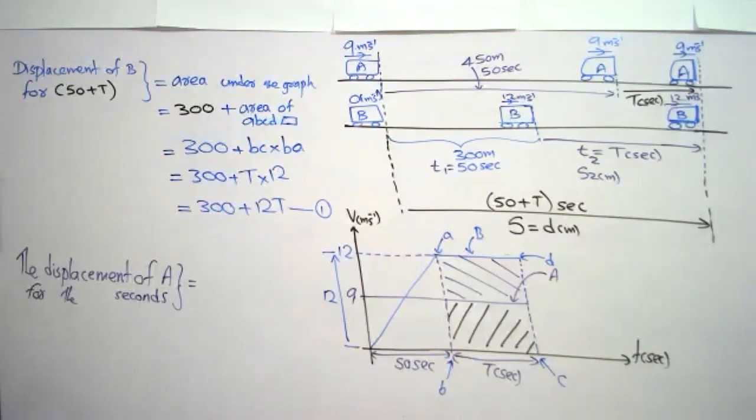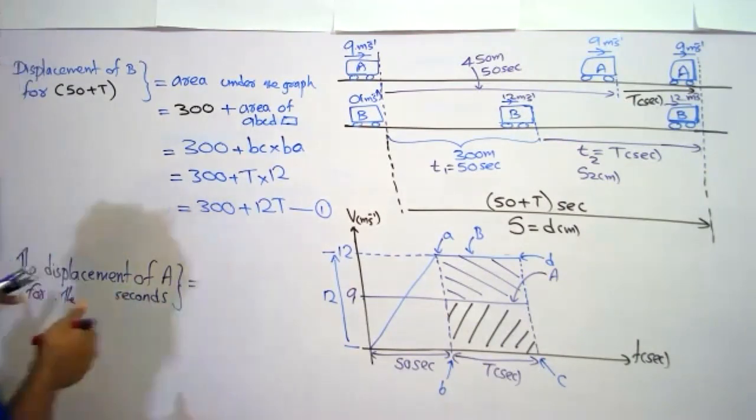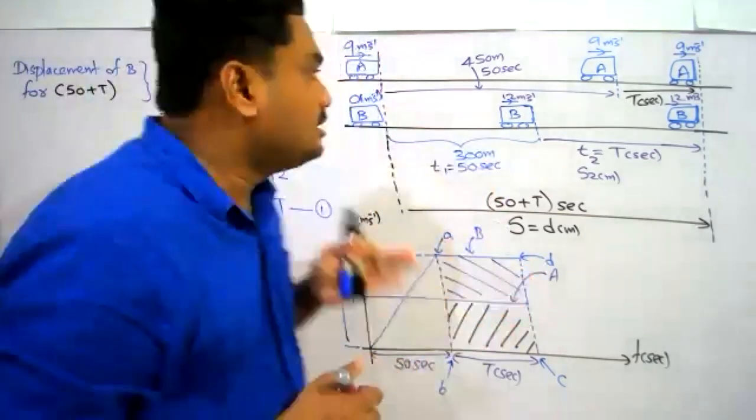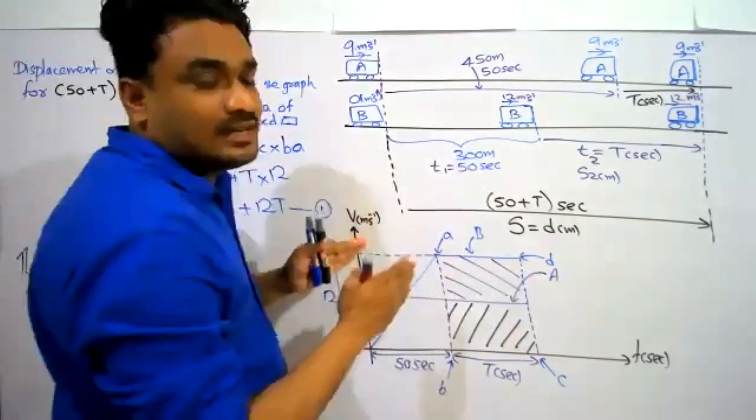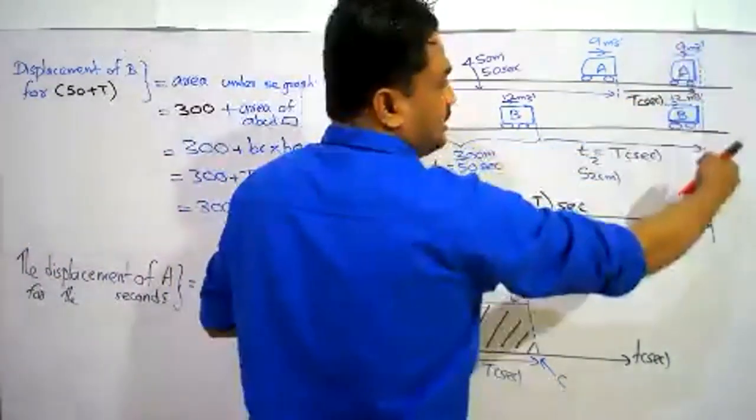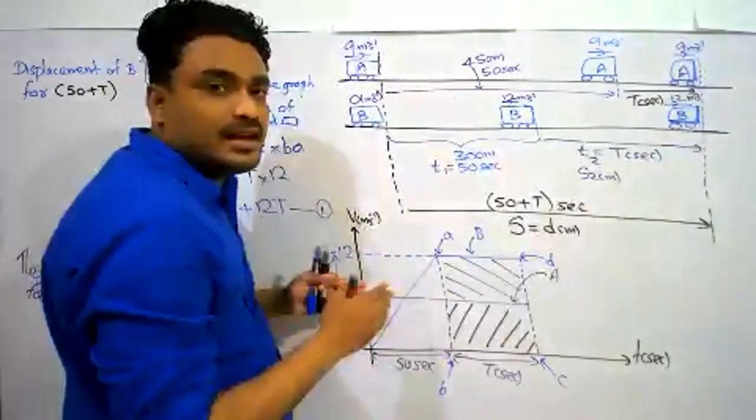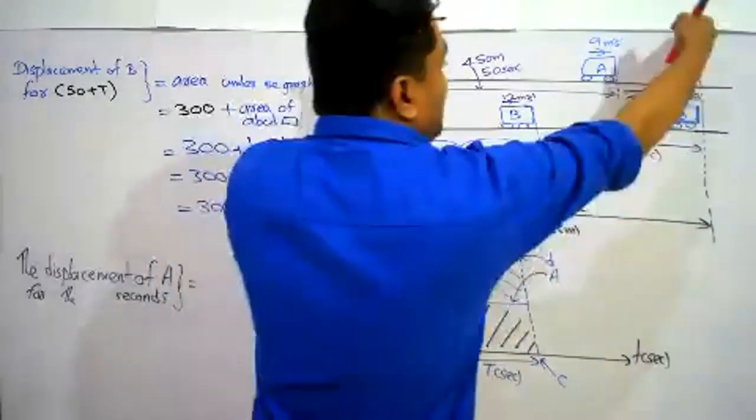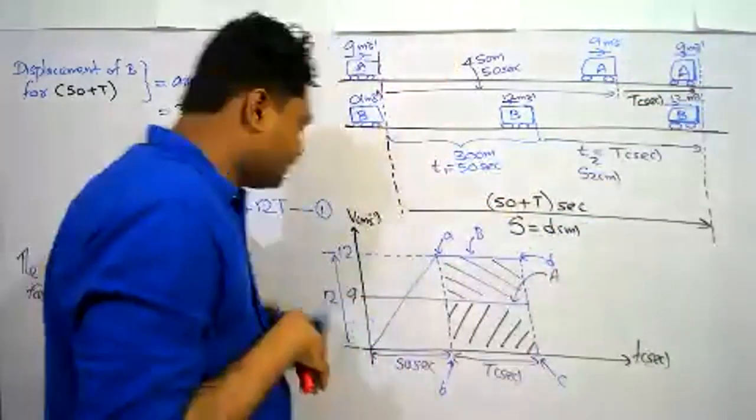Right. Let's do the same thing for A. Displacement of, we are going to do the same thing for the vehicle A, right? So within the time of 50 plus T seconds, the vehicles meet each other. Within the time duration of 50 plus capital T seconds, both vehicles have traveled the same distance, right?